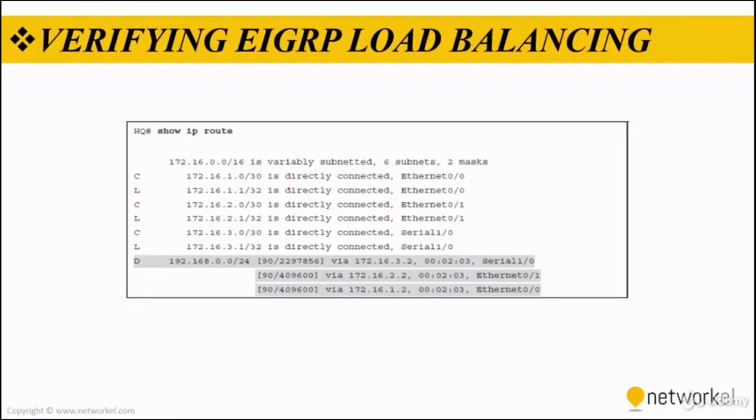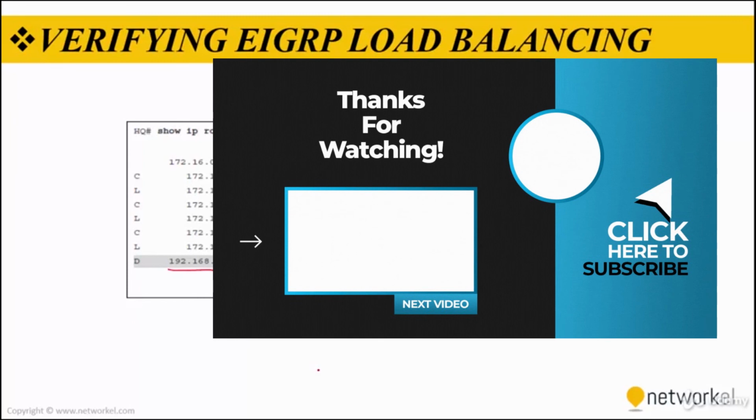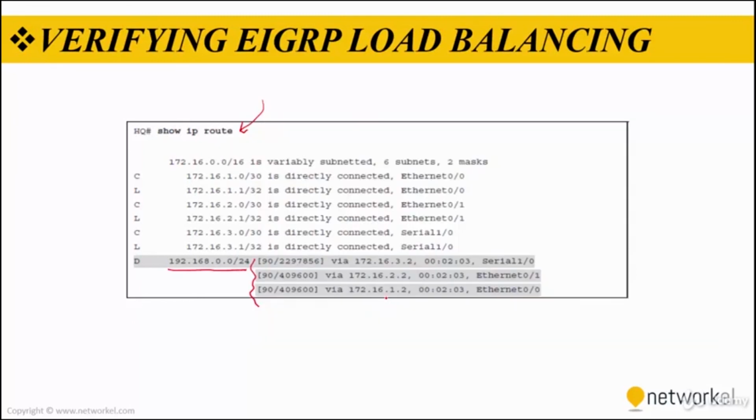And to verify the EIGRP load balancing, we are using show ip route command. And in the show ip route, we can see that for this network, we have 3 different paths. The first path is being learned via 1.2, the second path is being learned from 2.2, and the third path is being learned from the 3.2.